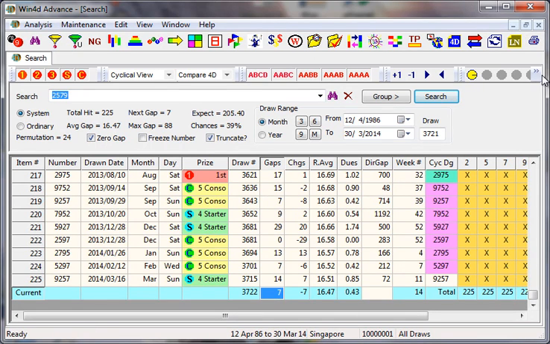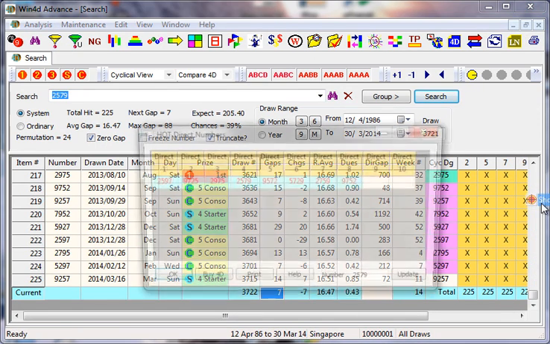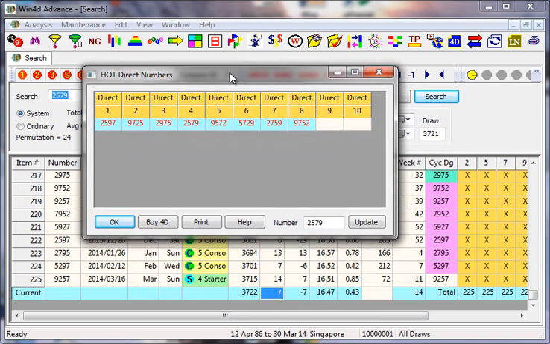So let's come back to here again. Take a look at the hot direct. Now, as you can see over here, I only recommend 1 set. So it's pretty easy to make additions using 1 set. Altogether you've got how many sets? Altogether 8 direct numbers.